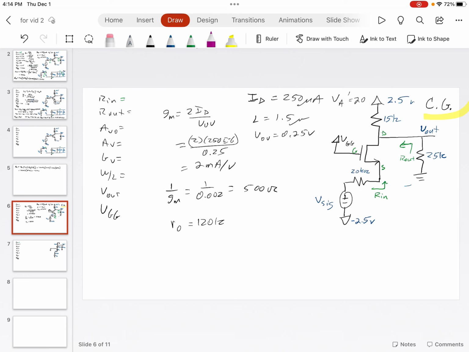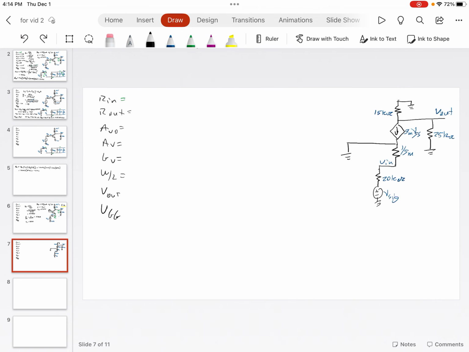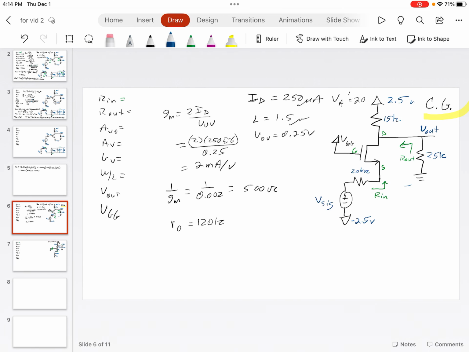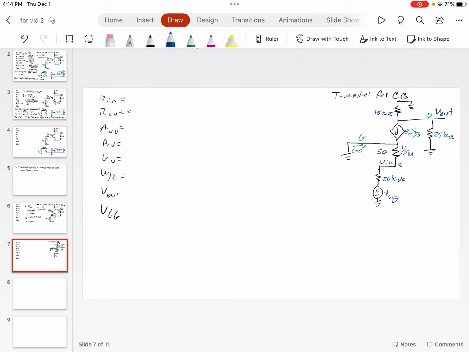If we substitute the T model for this transistor, so we just pull out these terminals, what's inside the gate, drain, and source, and plop in the T model, which is always better when we have something on the source. We want to use the T model. So here's the T model for the common gate. Again, we have the gate, the drain, and the source is down here. And remember, with the T model, there's no current going into the gate. So all the current is going through. We found GM was 2 milliamps per volt, and 1 over GM is 500 ohms, so we can put that in there. We've got a 500 ohm resistor for 1 over GM.